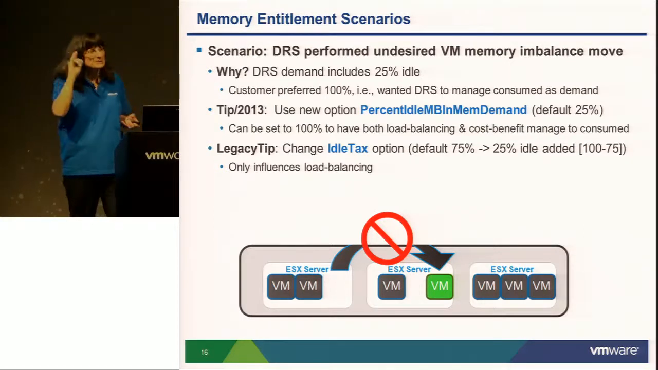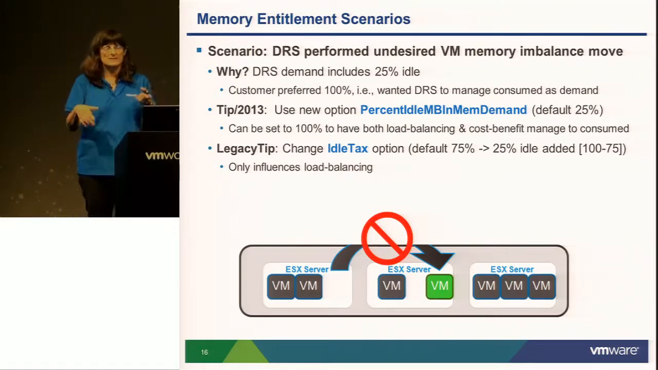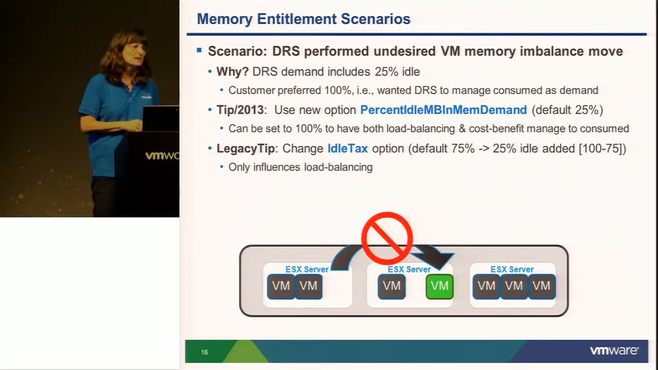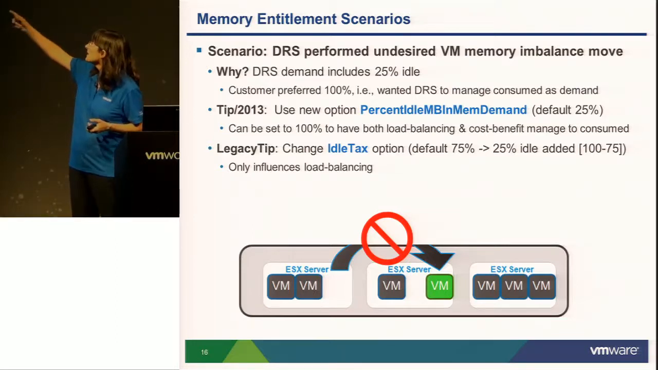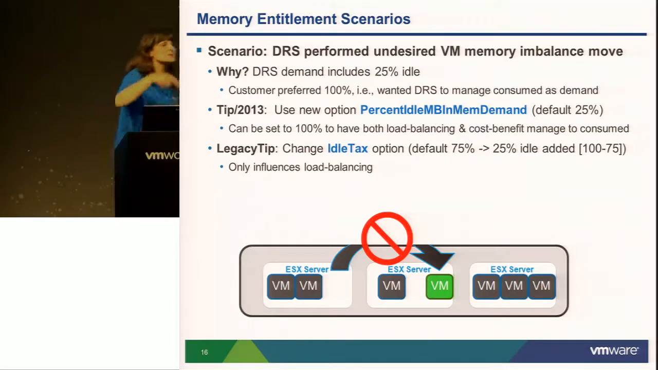It's a little bit backwards. I mean, we've had this since the beginning of time, this other advanced option, but it's not very well designed because no one had ever used it. In fact, this only came up within the past year, which is kind of interesting. But anyway, this other option kind of does the same thing, but you need to flip the sense of it. If you set it to 75, which is the default, it adds in 25% of idle. And the old option only influenced load balancing. This influences it. Yeah, sure.